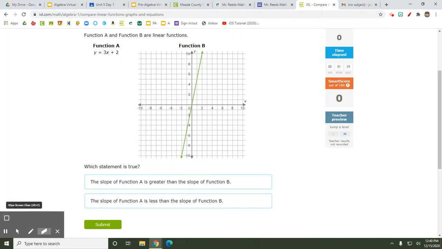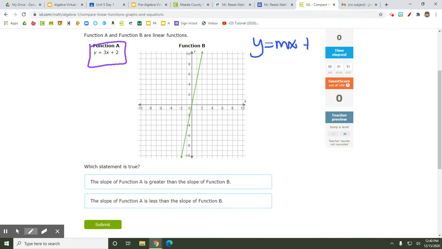All right, since I know this equation, if I compare my equations, that means I would have to take function B and change it into an equation. So if I have y equals mx plus b, b is my y-intercept. My y-intercept, where it crosses the y-axis, is here at 0. This will be plus 0. And now I need to find another point. So here's a point, here's a point, and let's find the slope from those points.